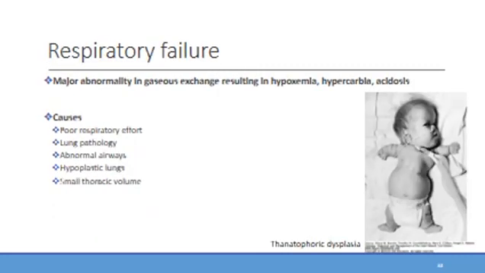Respiratory failure can be defined as a major abnormality in gaseous exchange that can result in hypoxemia, hypercarbia, and acidosis. Hypoxemia might be due to respiratory or cardiac abnormalities, and therefore hypercarbia is a better indicator of a baby with respiratory failure, and it might be used as an indication of when to intervene and ventilate a patient, especially if this hypercarbia contributes to acidosis with a pH falling less than 7.25.